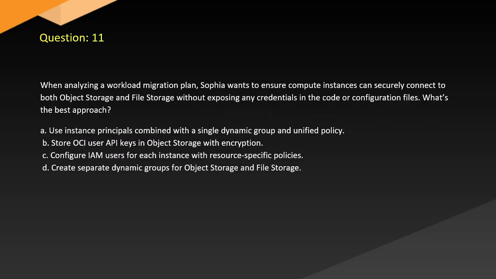Question 11. When analyzing a workload migration plan, Sophia wants to ensure compute instances can securely connect to both object storage and file storage without exposing any credentials in the code or configuration files. What's the best approach? A. Use instance principals combined with a single dynamic group and unified policy. B. Store OCI user API keys in object storage with encryption. C. Configure IAM users for each instance with resource-specific policies. D. Create separate dynamic groups for object storage and file storage.